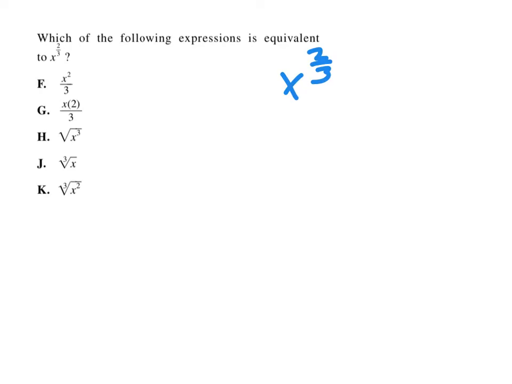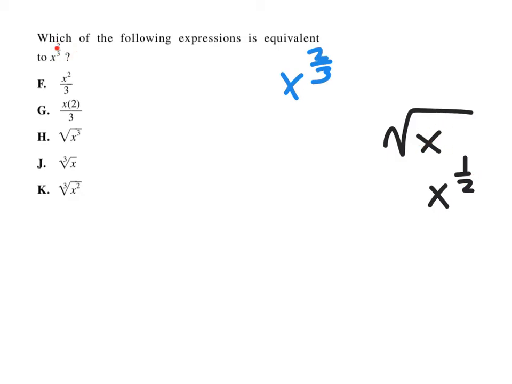So if you'll remember, if I had the square root of x, we can rewrite that as x to the 1/2 power. So the numerator comes from the actual power of the variable, and then the denominator comes from what root we are taking. So if I have just a naked radical here, that's understood to be a square root, or taking a second root of that x.